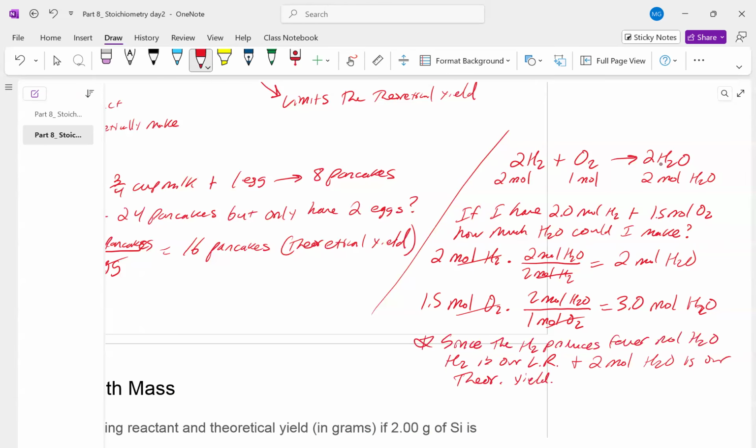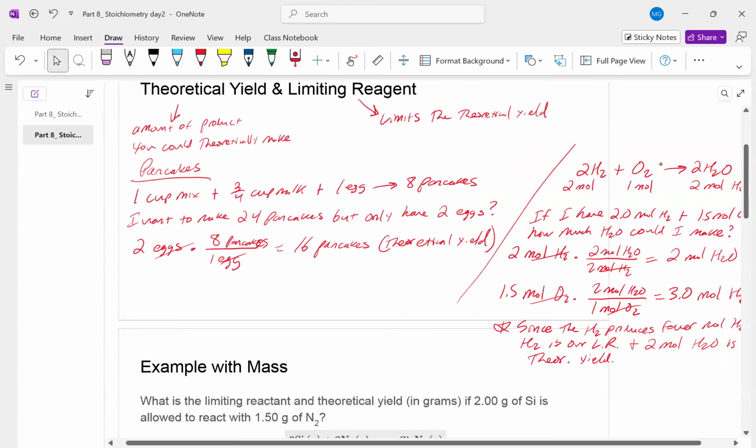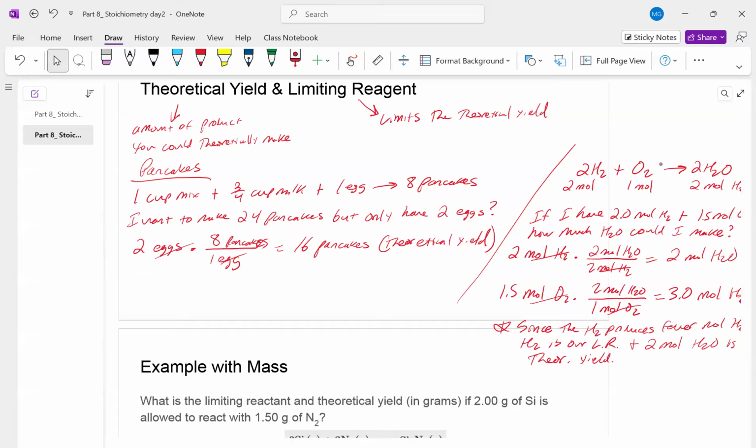So that's where we're going to be going with this series of lectures. We're going to do a few examples incorporating different types of mass relationships, or ways that we can report the amounts of materials in a chemical reaction.